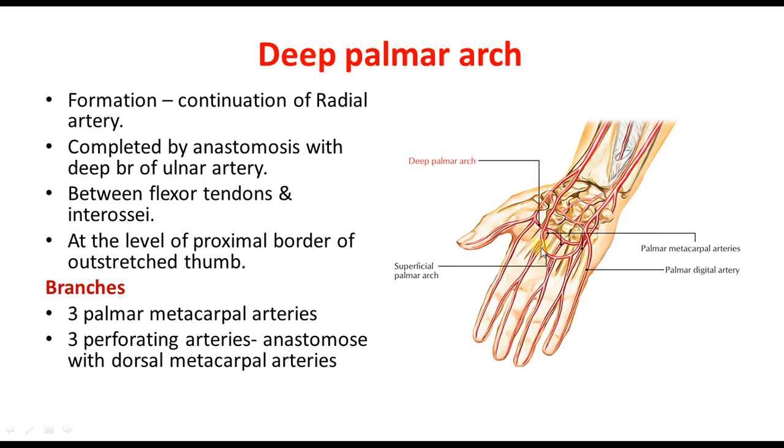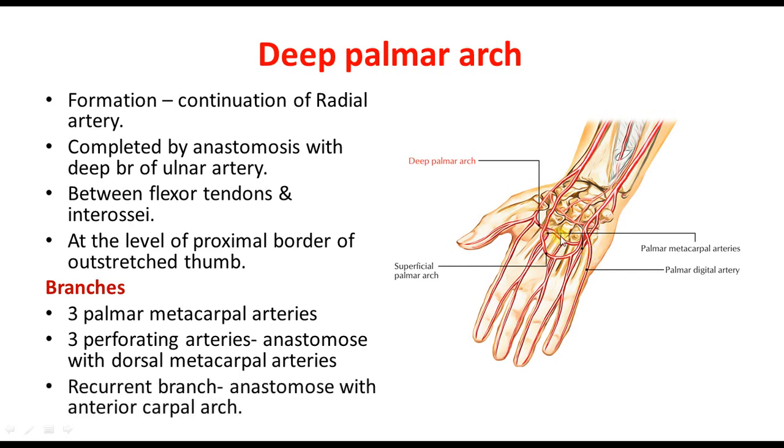So it gives three perforating arteries which anastomose with the dorsal metacarpal arteries, and it also gives a recurrent branch which runs backwards to take part in the anterior carpal arch in front of the wrist joint. Here the anterior carpal arch is formed by the carpal branch of the radial artery, the ulnar artery, the anterior interosseous artery, and the recurrent branch from the deep palmar arch. Okay, so that is the formation of the deep palmar arch.